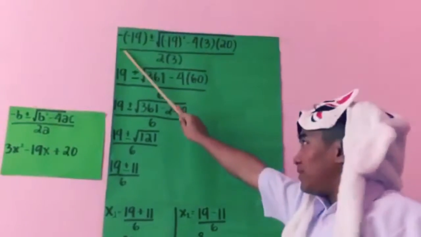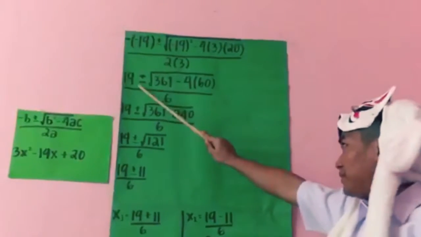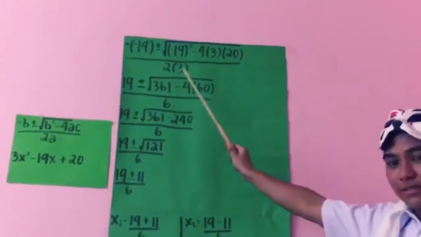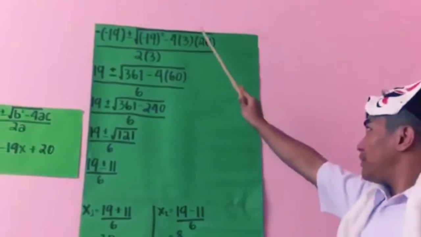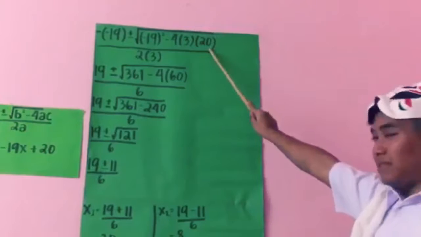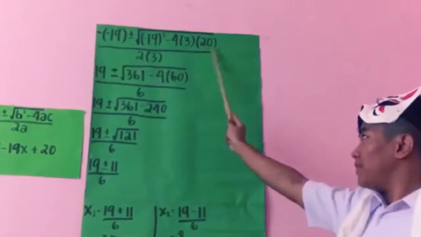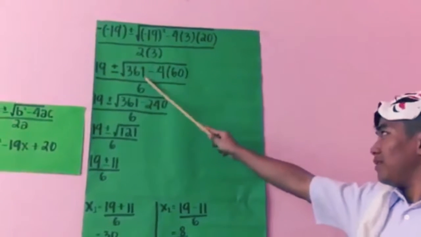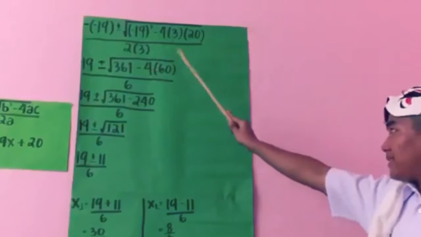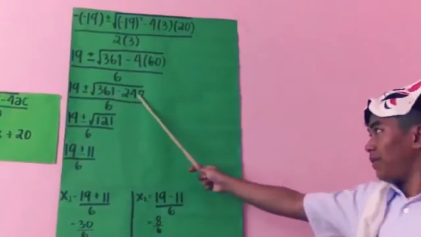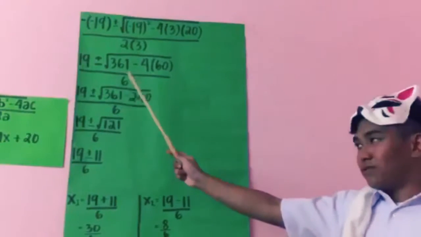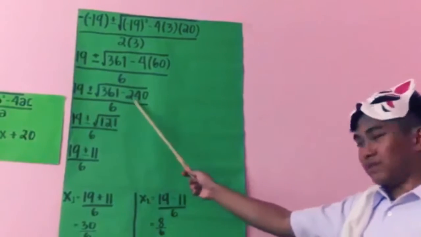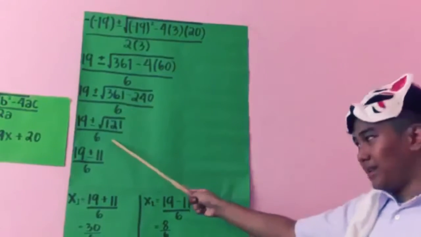Negative times negative 19 equals positive 19, plus minus square root of negative 19 squared. Then the answer is 361, minus 4 times the product of 3 and 20, which is 60, over 2 times 3 equals 6. Multiply 4 by 60, it's 240. Then 361 minus 240 equals 121. And then the square root of 121 is 11.